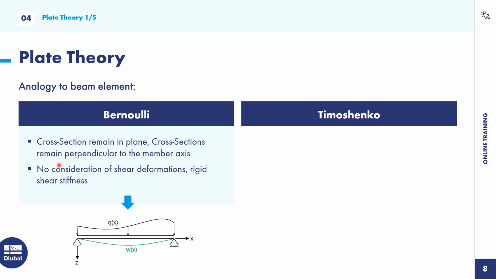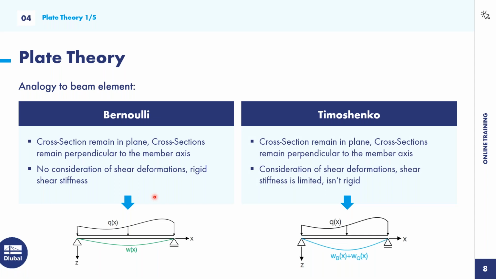The Bernoulli beam says the cross-section remains plane, and also the cross-section remains perpendicular to the member axis. And we don't consider any shear deformation, so we have really rigid shear stiffness. When you calculate something in your studies with tables or something like that, you will calculate a Bernoulli beam. But what is in most cases implemented in FEA programs is the Timoshenko beam or also the other plate theory. But at first we take a look at the Timoshenko beam.